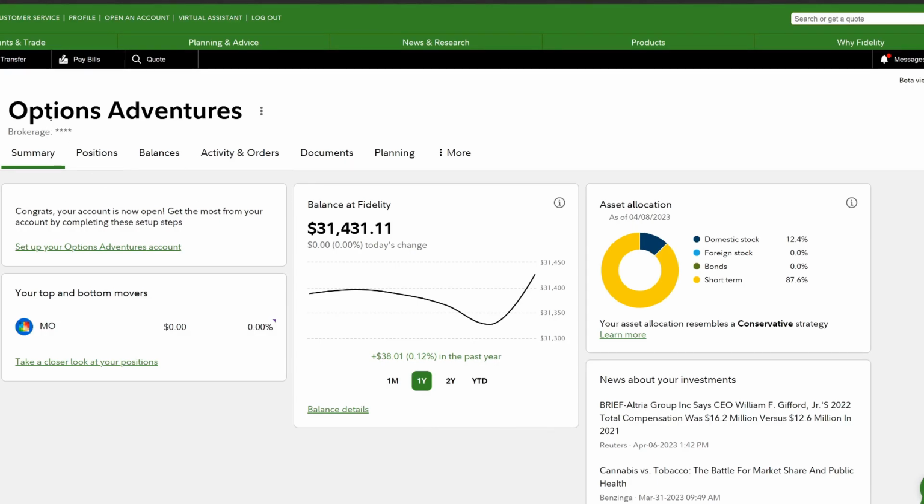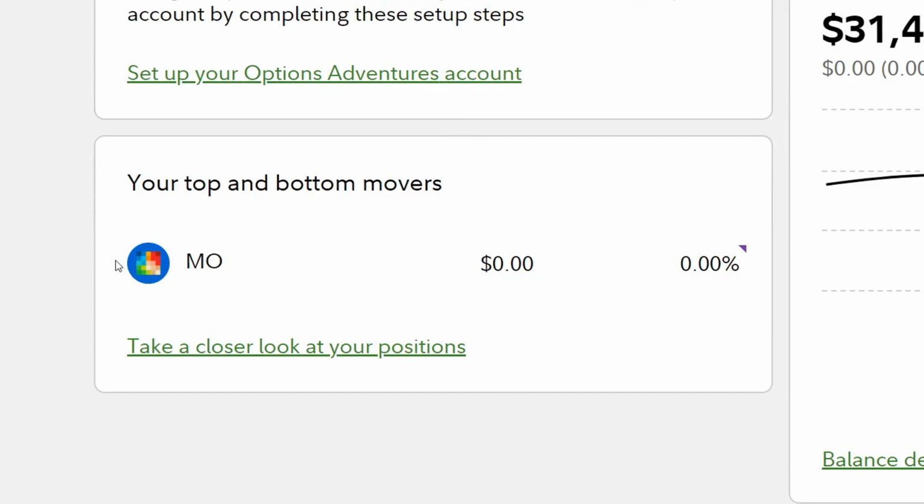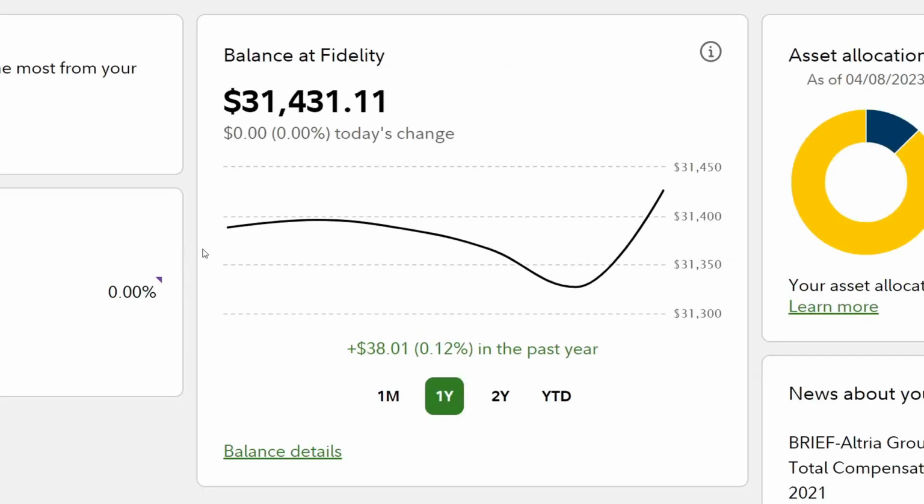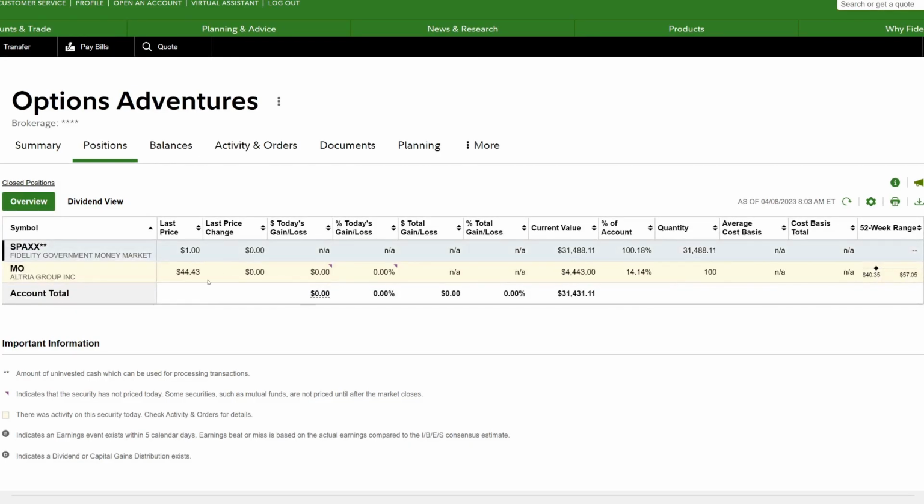If I show you guys the portfolio in general, you'll see that we do have one position, which I'll show you when we jump over there. We should have all 300 shares, since we did get assigned. But the balance at Fidelity, you'll see that we did spike up a little bit. We should be right around $31,426.11.